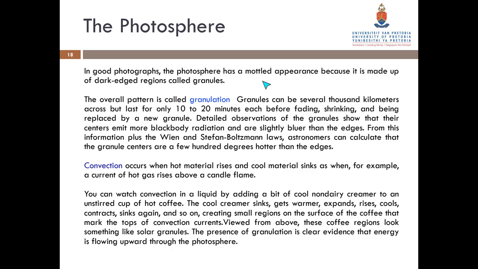Convection occurs when hot material rises and cool material sinks, as when, for example, a current of hot gas rises above a candle flame. You can watch convection in a liquid by adding a bit of cool non-dairy creamer to an unstirred cup of coffee. The cool creamer sinks, gets warmer, expands, rises, cools, contracts, sinks again, and so on, creating a small region on the surface of the coffee that marks the top of convection currents. Viewed from above, these coffee regions look something like solar granules. The presence of granulation is clear evidence that energy is flowing upward through the photosphere.